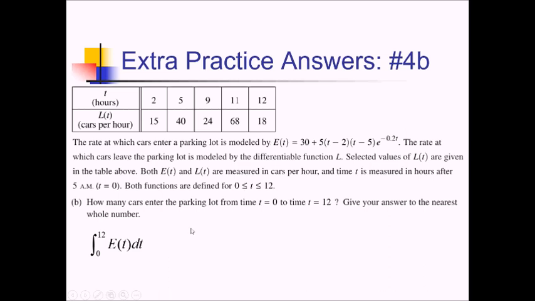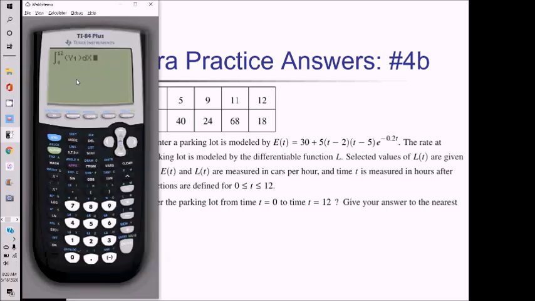Since E of t is already defined, I can just do this whole thing on the calculator once I've written down what I'm about to do. So let's do that now. And here's what this looks like on my calculator. Math 9 gave me the integral. I did that 0 to 12, y1, again, that's where I stored E of t on my calculator, and dx, press enter. And this is going to be, if we round it off to the nearest whole number, 520 cars.